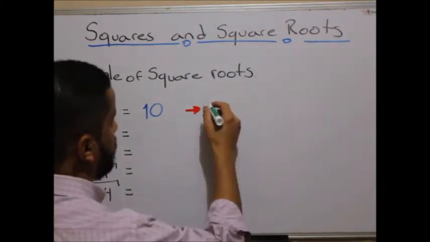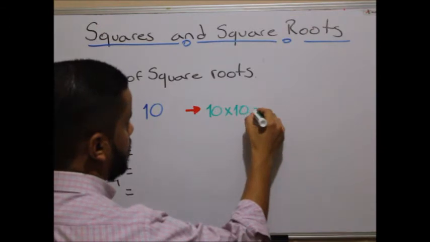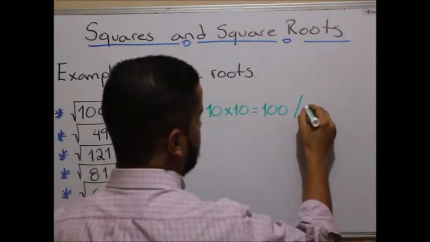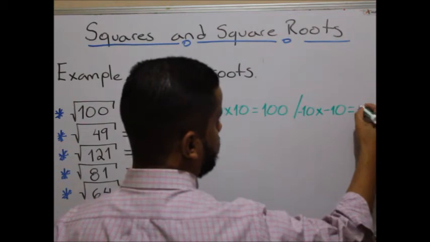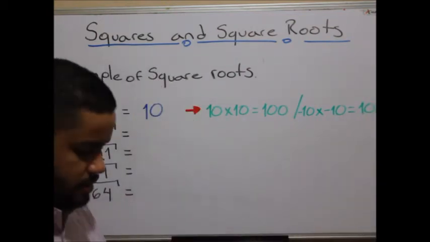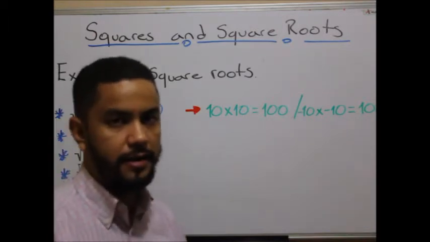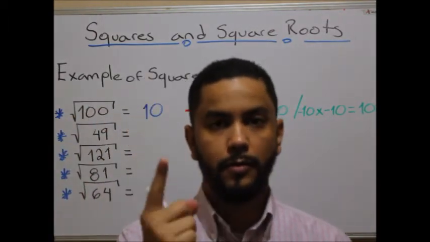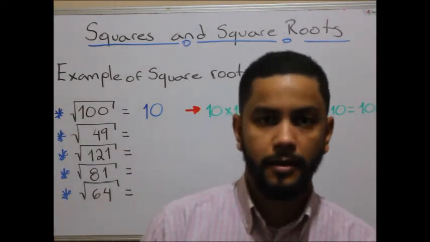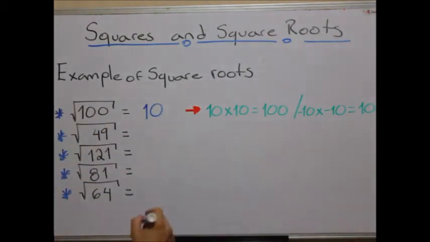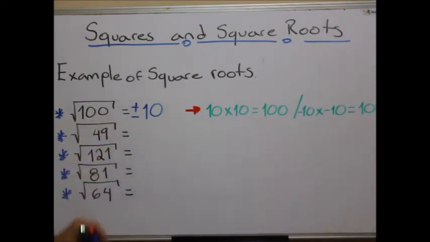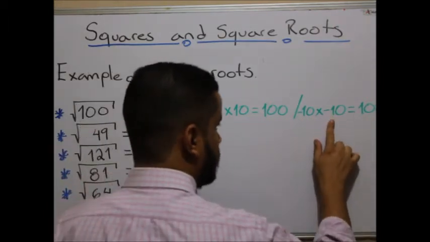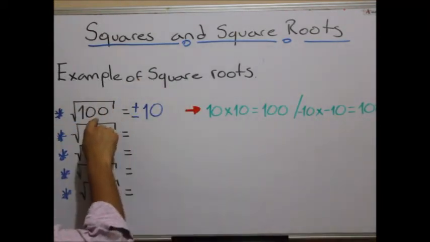That is because 10 times 10 is equal to 100, and negative 10 times negative 10 is also equal to 100. So when we are talking about the square root, we're going to have two answers, one positive and one negative. How can we write that in the simplest way? We can write it like positive negative 10. And why? Because 10 times 10 is equal to 100, and negative 10 times negative 10 also is equal to 100.